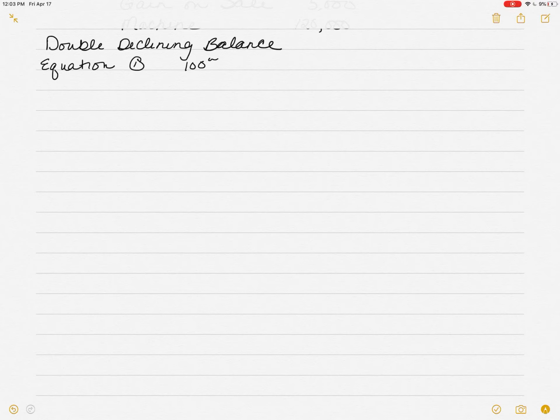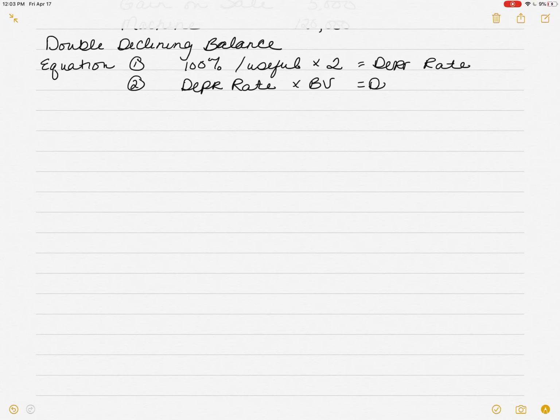You're going to take 100%, divide that by your useful life, and multiply that by 2. That's where the double part comes in. That's going to give you your depreciation rate. We're going to take that depreciation rate and multiply this by our book value to get our depreciation expense. It's going to change each year. So let's look at how we're going to do that for this problem.